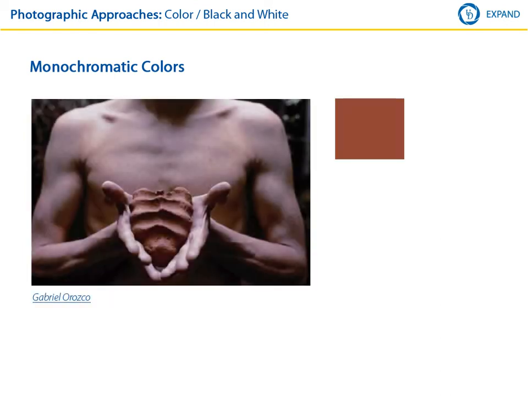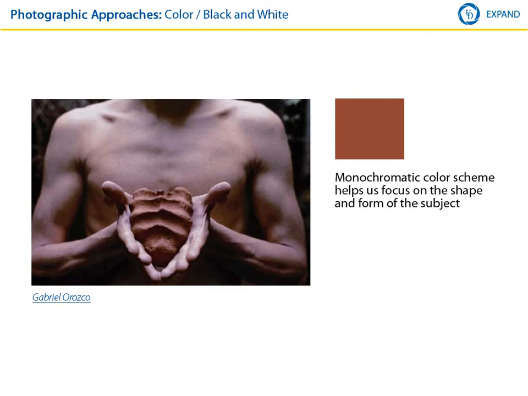In this photograph by Gabriella Roscoe, you'll notice there's some reddish-brown tones. There are highlights and shadows, but the color is consistent throughout. By keeping the color consistent, we as viewers are able to focus more on the shape and form of the subject and look for its meaning.